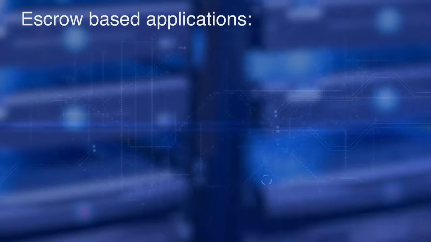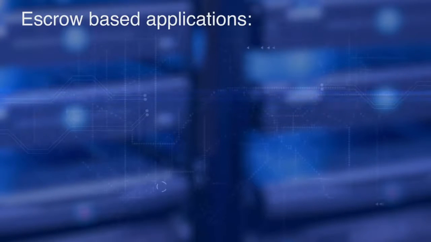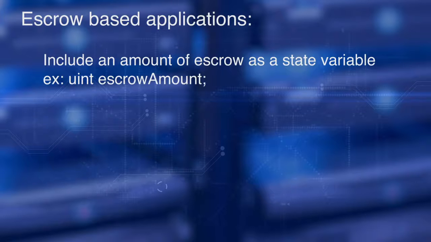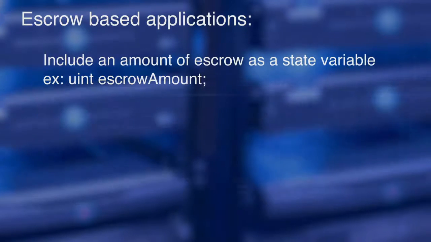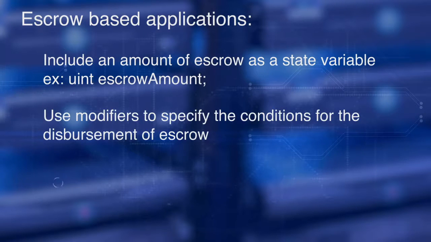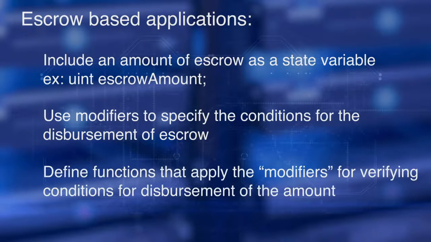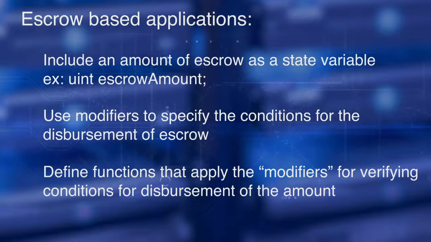You can use three specific features of smart contract to develop escrow-based application. Include the amount of escrow as a state variable, for example, uint escrowAmount. Use modifiers to specify the condition for disbursement of escrow. Define functions that apply the modifiers for verifying conditions for disbursement of the amount.